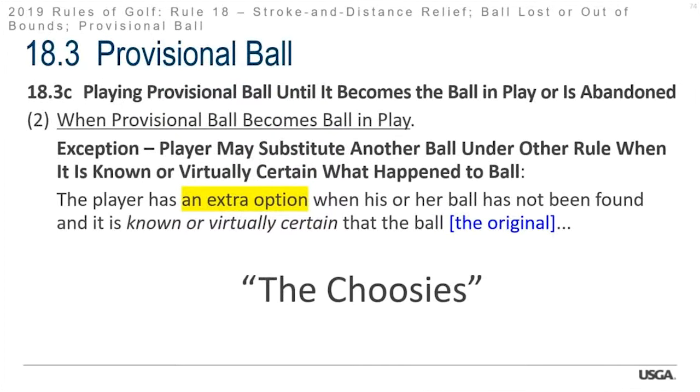All right, so some exceptions to this rule that we're talking about. We mentioned the choosies before. This is what's going to happen where the provisional will maybe become the ball in play, or the provisional might not become the ball in play because of this choosy situation. That is not a change in the rules, but I want to go over it again for everybody. So a player may substitute another ball under any other rule when it is known or virtually certain what has happened to the ball. But you have the extra option of continuing with your provisional if you wish.